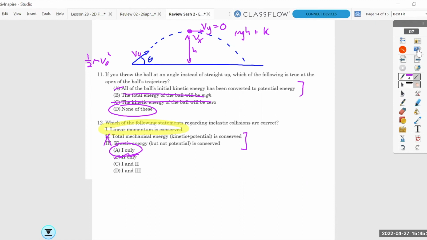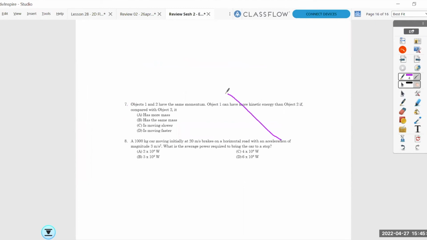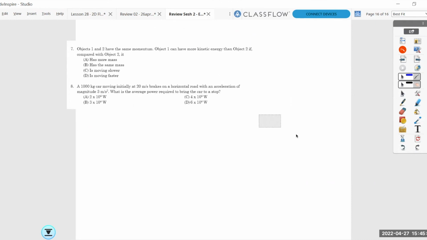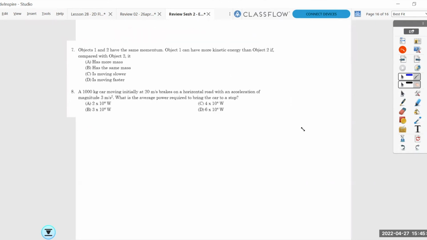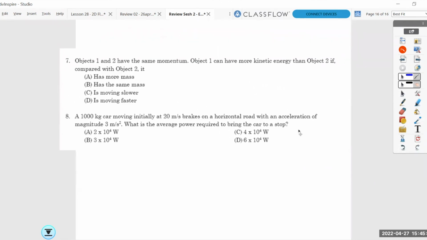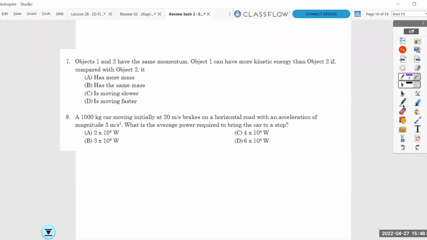Seven is a good philosophical question. So let's start with 8. Let's go backwards here. All right. Let's start with 8. A 1,000 kilogram car moving initially at 20 meters per second brakes on a horizontal road with an acceleration given there. What is the average power required to bring the car to a stop?